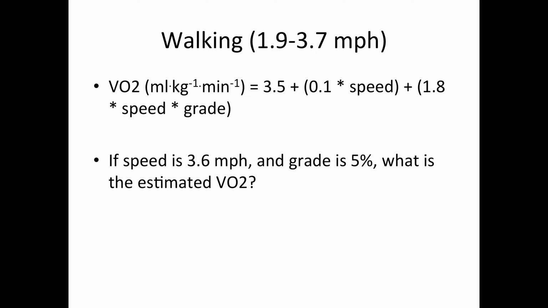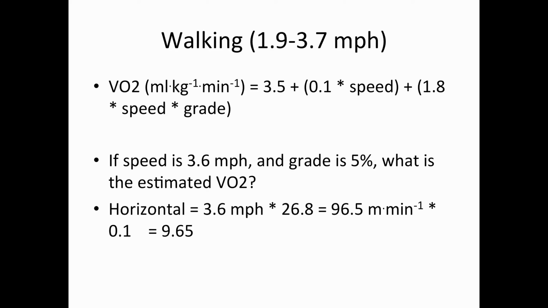So let's do an example. If speed is 3.6 miles an hour, and the grade that the person is walking at is 5%, what is the estimated VO2? So we already know what the resting is, and that's always going to be 3.5. We need to determine what the horizontal component is, and in our example, the person is walking at 3.6 miles an hour. To convert it into meters per minute, what we need to do is take 26.8 and multiply it by 3.6, and you can do that calculation. I got 96.5, so that's 96.5 meters per minute.